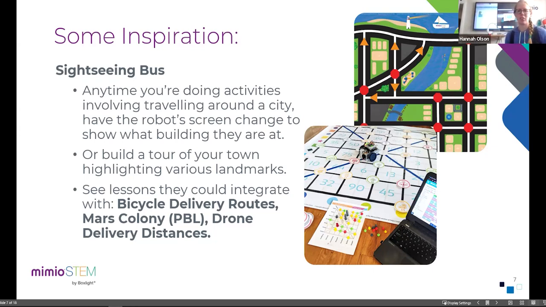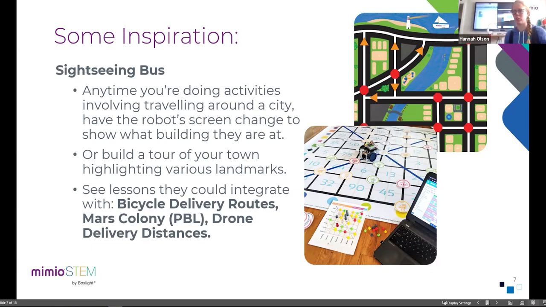So for instance, in the buildings category of what you can do for your screen, you have all the different buildings that we include in our city engineering kit. If your robot is driving to a park, pull up a picture of a playground. If it's driving to a hospital, pull up a picture of a hospital and let it show where it's at. This could integrate right away with any of the existing lessons we have, such as bicycle delivery routes, Mars colony, and drone delivery distances.